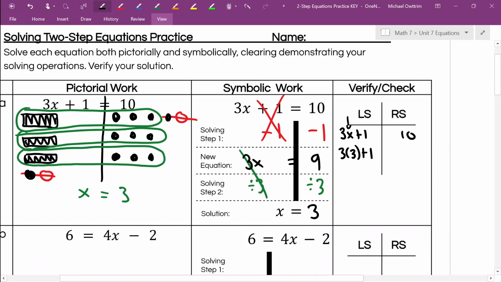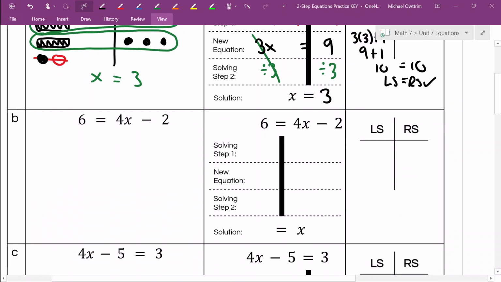So replacing our x with 3 gives us 3 times 3 plus 1. 3 times 3 is 9. 9 plus 1 is 10. 10 is equal to 10, so the left side does equal the right side, which is what our solution should do. Draw your wall. Start by drawing your x's.